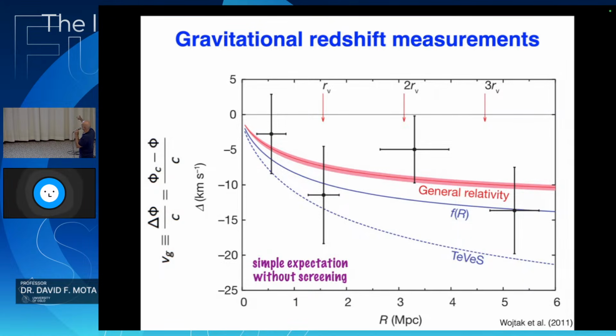Okay, this F of R gravity doesn't have a screening mechanism, it's just a simple F of R gravity. And we have a theory of gravity which is called TeVeS. It's a theory of gravity where they include a scalar field, a vector field, and a tensor field in the gravity sector. So not just a scalar field as I'm doing, they have the three fields there. And that's a theory which is very promising to be an alternative to dark matter.